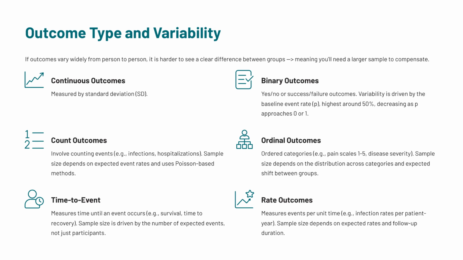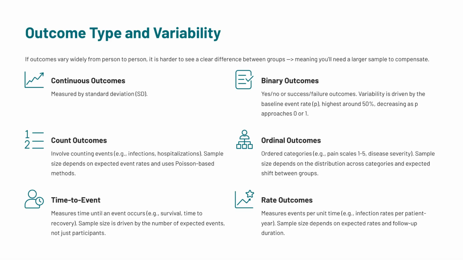For count outcomes, like the number of infections or hospitalizations, sample size depends on the expected event rate. The more variable those counts, the larger your study needs to be. For ordinal outcomes, such as pain scales or disease severity, it's about how the responses are distributed across categories, and how much of a shift you expect between groups.